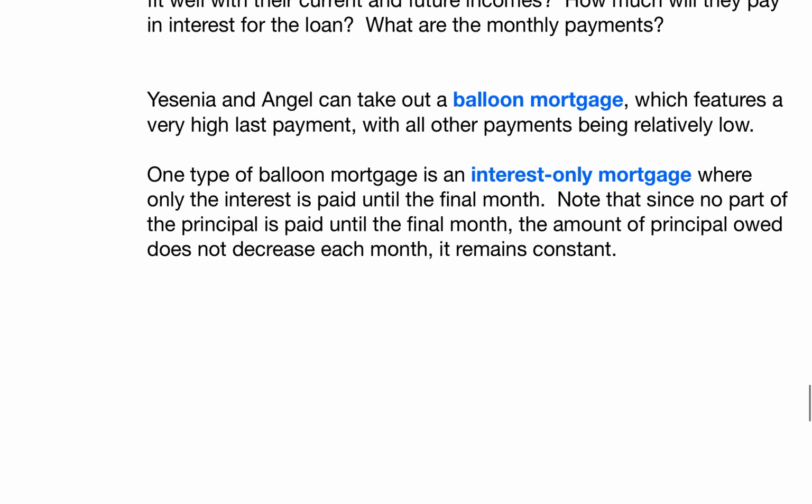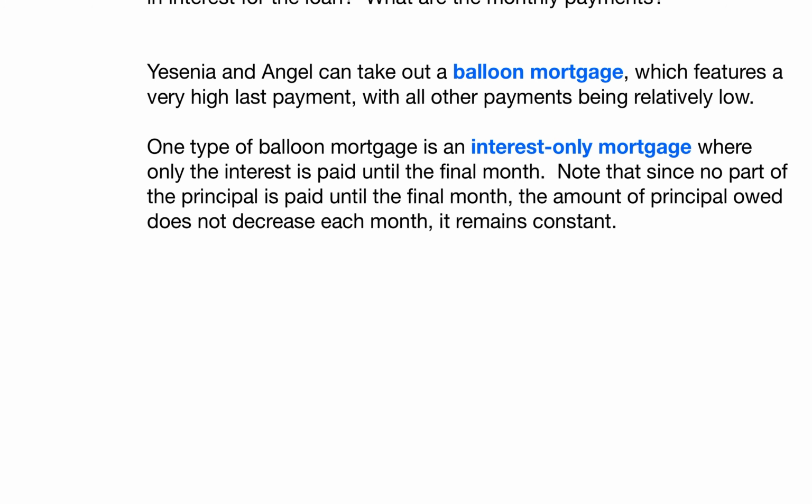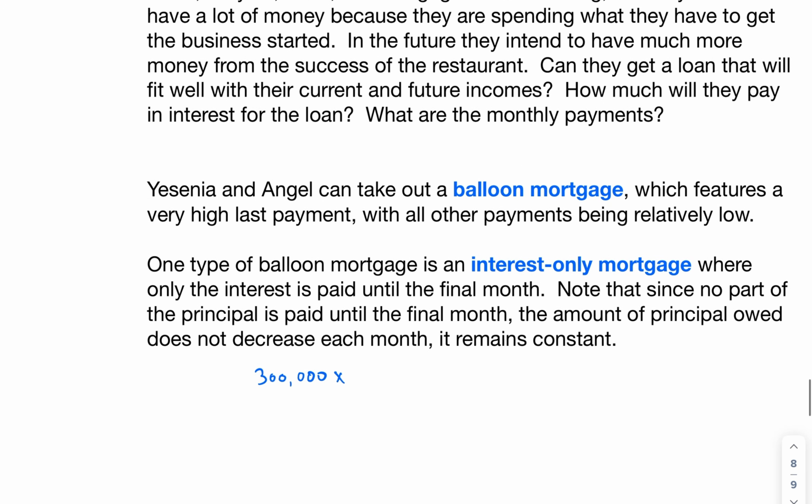So let's go ahead and calculate this. This is going to be the loan amount, which is $300,000. We want to calculate what the monthly interest is going to be. So we were told that the interest was 3.9%, which means it's going to be multiplied by 0.039, and we have to divide that by 12 because there are 12 months in a year, and the interest rate here is the annual percentage rate. And when we multiply this out, we get $975.